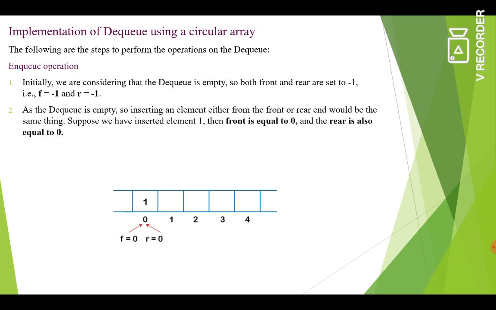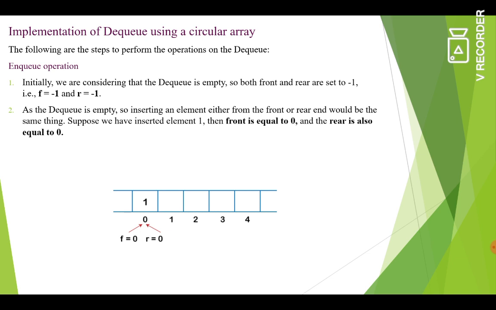The next topic is implementation of DQ using a circular array. As we know, enqueue is an operation which is used to insert some element into the DQ. So consider the steps required for the enqueue operation; this is the given DQ. Initially the DQ is empty, which means that both the front end and rear end are set to -1. Since the DQ is empty, inserting an element either from the front end or from the rear end, both are the same.